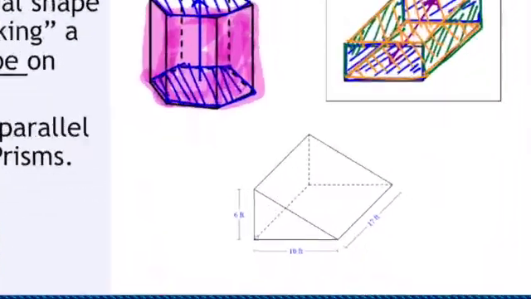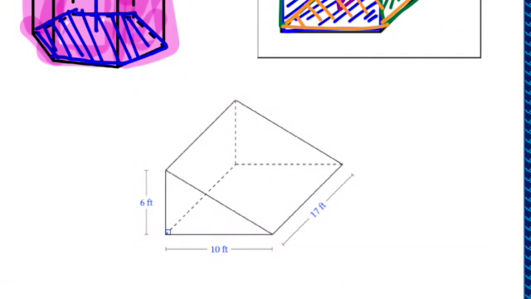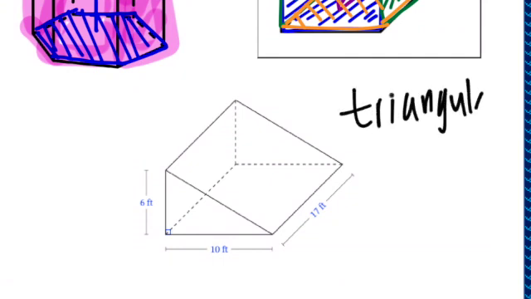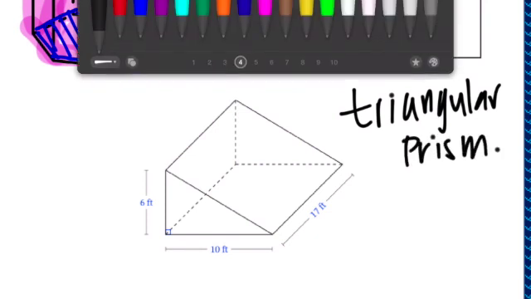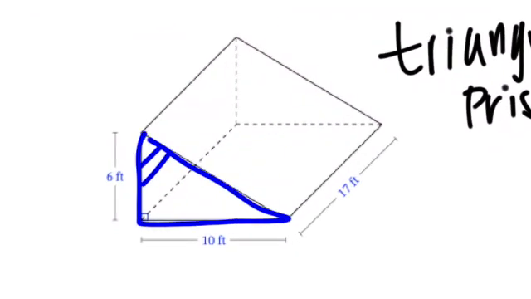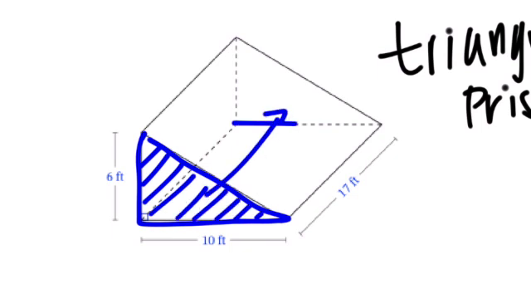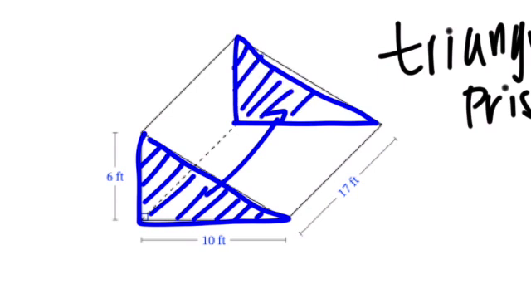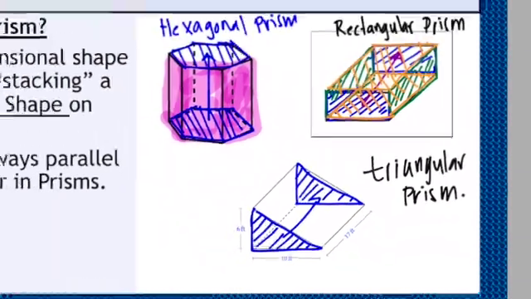And then down here we have, can you guess what this is called? This is called a triangular prism. Right, and we can see that we have a triangle as the base shape, right? Here's my triangle, and straight across we know we have the exact same shape, and everything else is made up of rectangles.